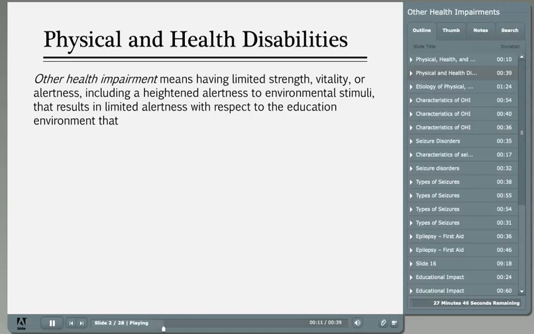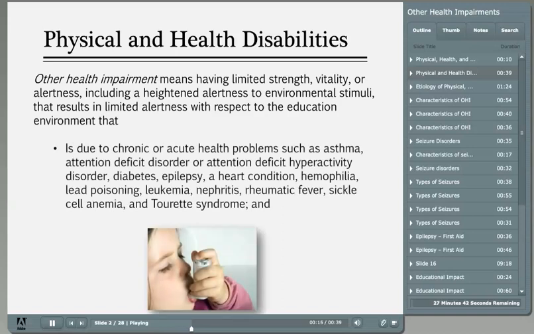limited alertness with respect to the education environment that is due to chronic or acute health problems such as asthma, attention deficit disorder or attention deficit hyperactivity disorder, diabetes, epilepsy, a heart condition, hemophilia, lead poisoning, leukemia, nephritis, rheumatic fever, sickle cell anemia, and Tourette syndrome, and adversely affects a child's educational performance.